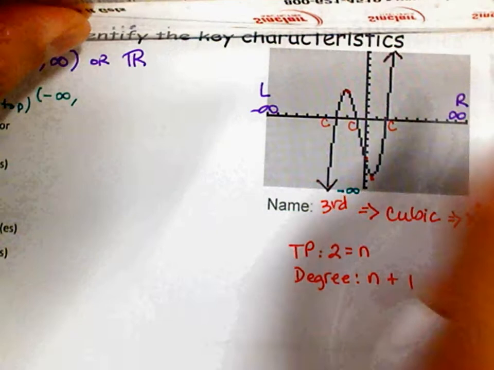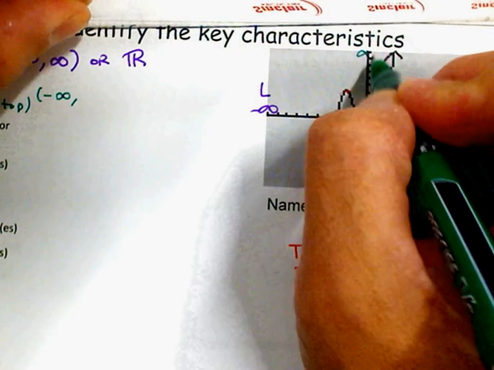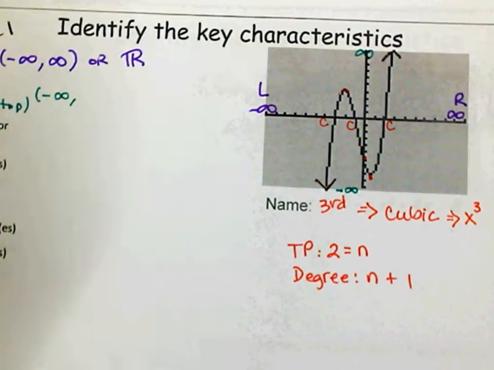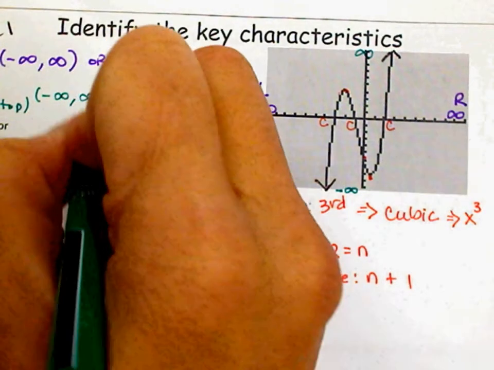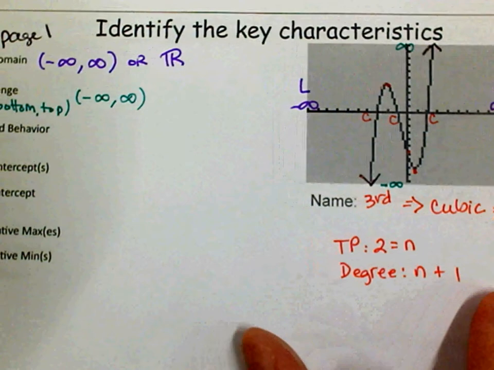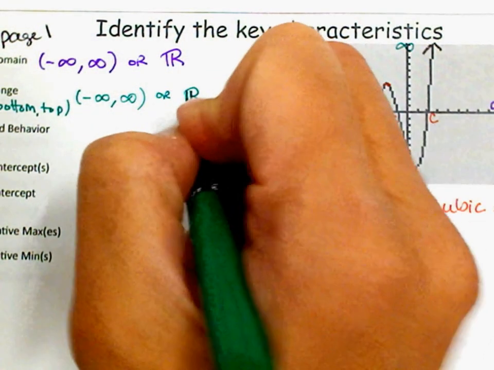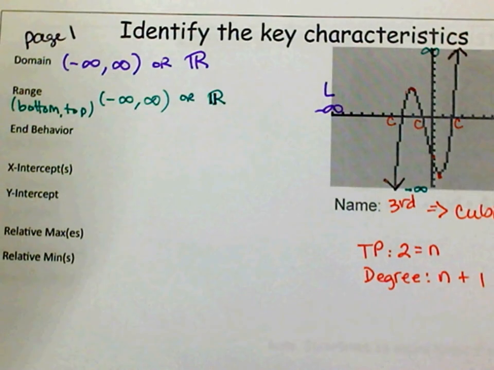How high? What's the ceiling on this graph? To infinity, because we don't have an exact point, right? It goes on forever. So your range is negative infinity to positive infinity. What's another way I can write that as well? All real numbers. The 2 line with an R.